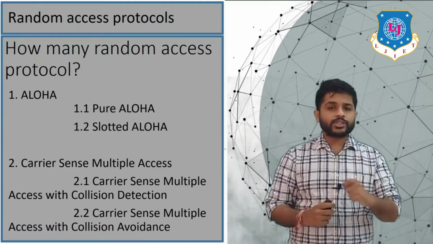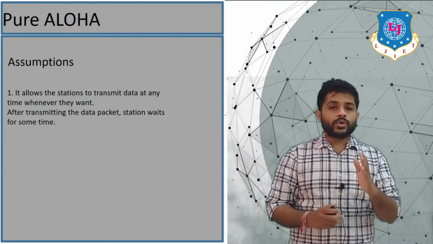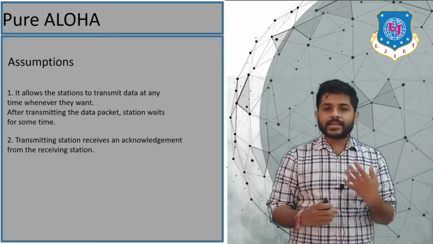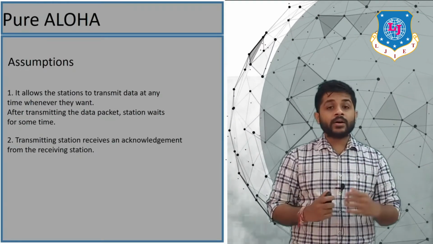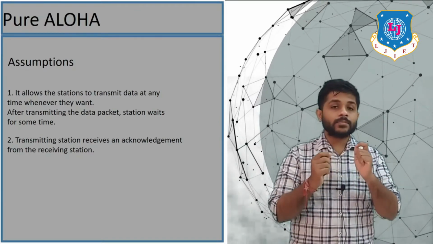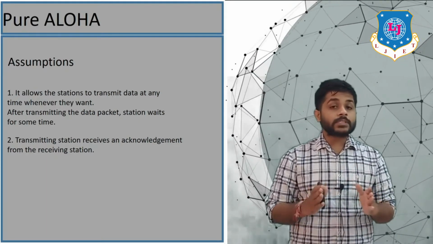In this session, we are going to see pure ALOHA and slotted ALOHA. In pure ALOHA, any station can transmit data at any time they want. There is no time limit, and after sending the packet, the sender will wait for some fixed amount of time. Why is the sender waiting for some fixed amount of time?